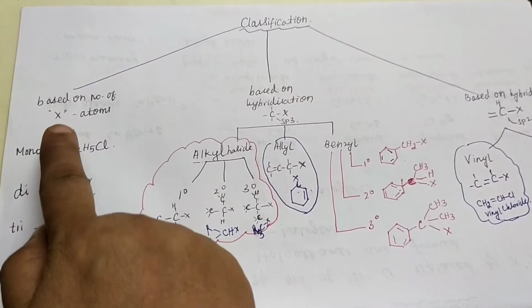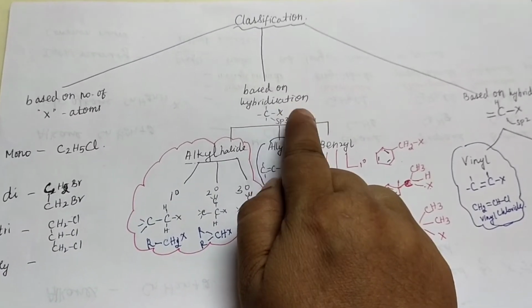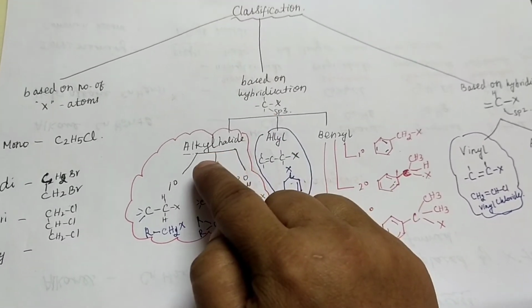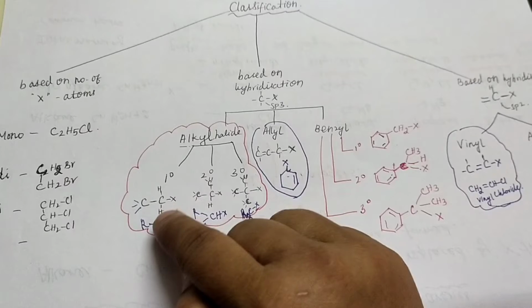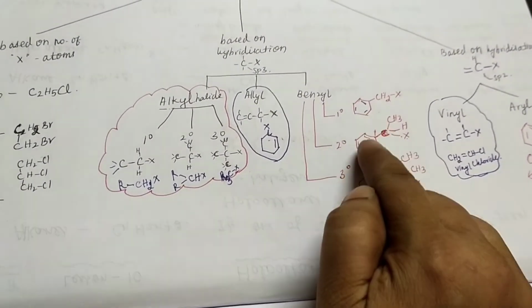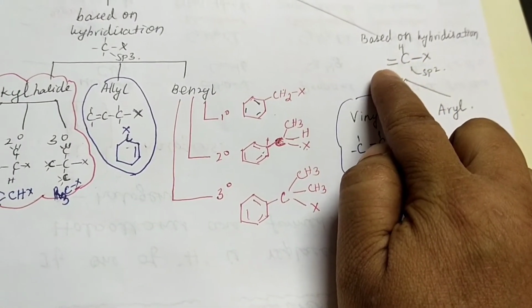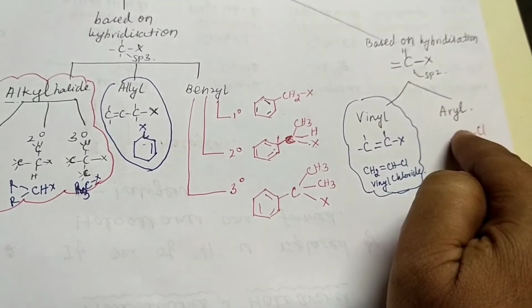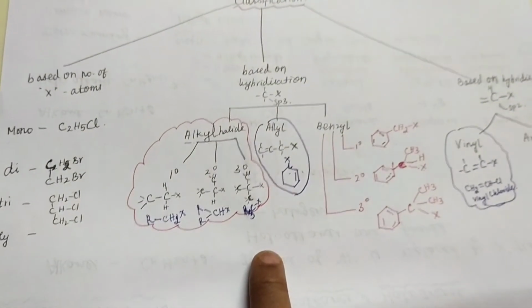Now once again, the complete classification. The first classification is based on the number of halogen atoms. The second is based on hybridization. Here the halogen attached to an sp3 carbon is further classified into alkyl, allyl and benzylic. Alkyl is further primary, secondary and tertiary. In the same way, benzylic is under primary, secondary and tertiary. Then the halogen attached to a carbon carrying a double bond is sp2 hybridization. Here we have vinyl and aryl. So now we have completely learnt the classification.